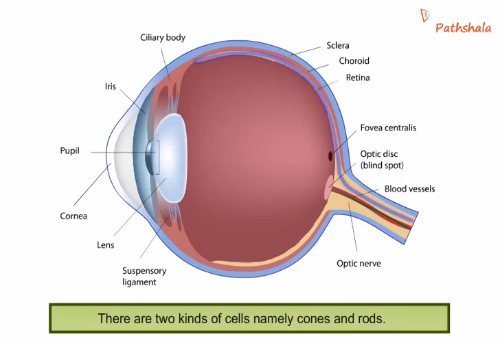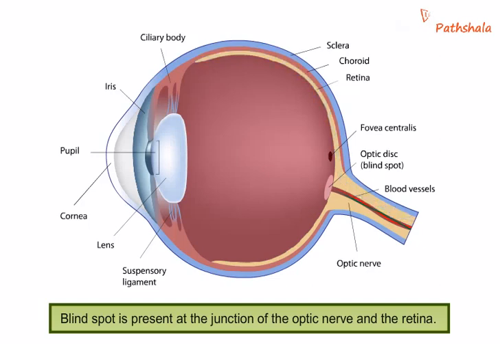There are two kinds of cells, namely cones and rods. Cones are sensitive to bright light and sense color, and rods are sensitive to dim light. Blind spot is present at the junction of the optic nerve and the retina. Sensory cells are absent at blind spot, so vision is not possible at that spot.